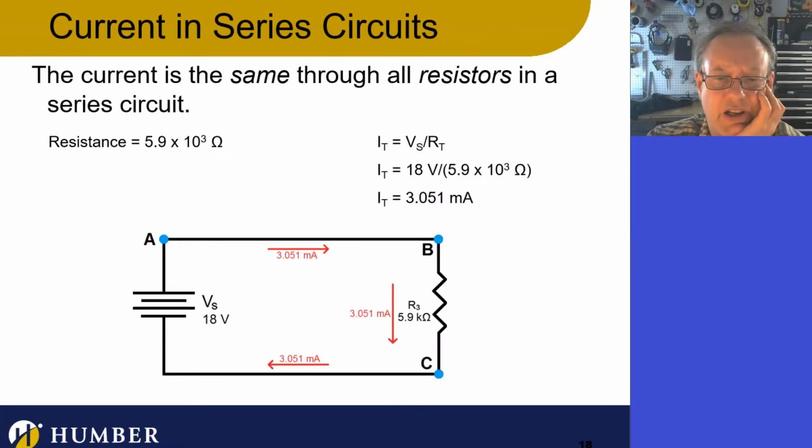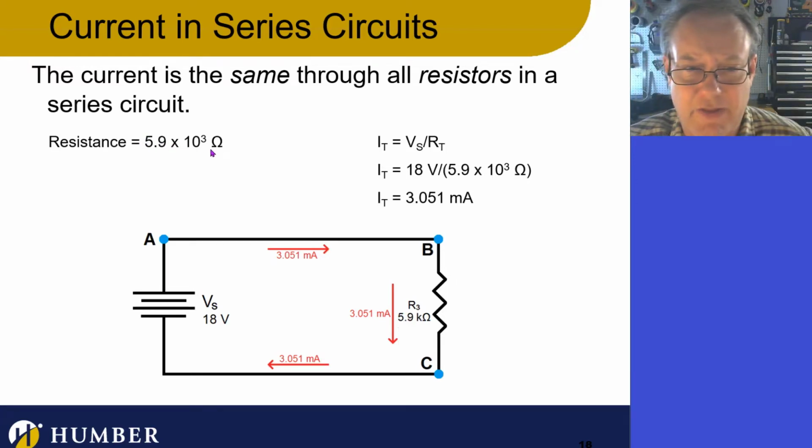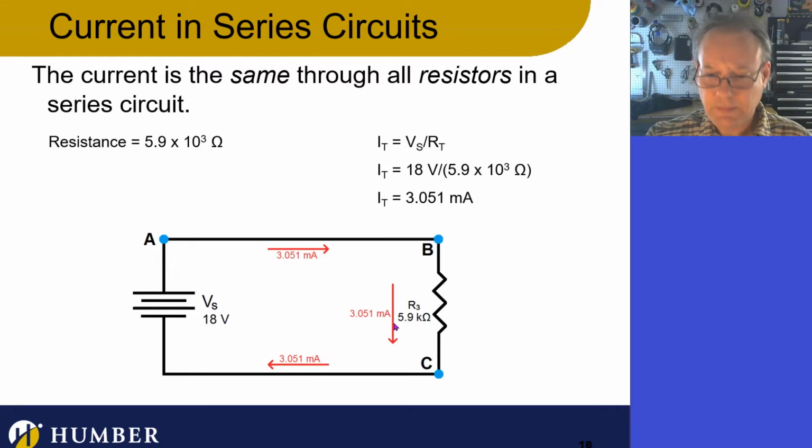So let's just take a look at this. I can see the current through here is this much. Wherever I look in the circuit, through node A, through node B, through node C, the current is always the same. And in this case, I'm seeing the resistance is 5.9 times 10 to the 3 ohms, or 5.9 kilo ohms, and I just put this into my formula and I press play.